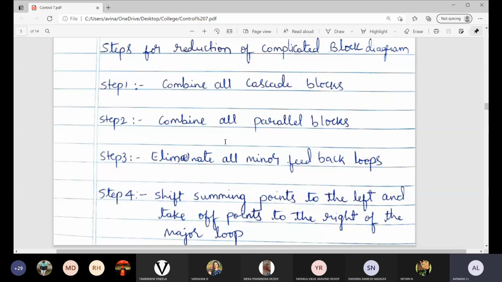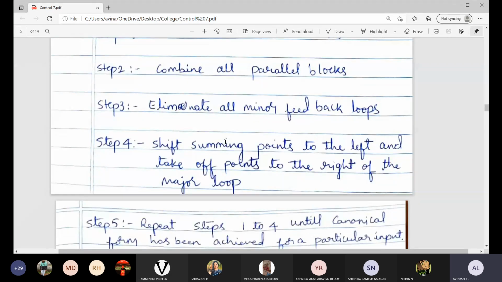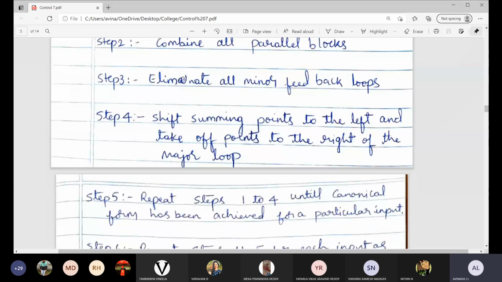So after understanding this one, the steps for reduction of a complicated block diagram. If you follow these steps, you can reduce the block diagram in a very quick and easy way. Combine all cascade blocks, combine all parallel blocks, eliminate all minor feedback loops, and the next, shift summing points to the left and takeoff points to the right. See, this fourth step is very, very important. So you follow this particular procedure.